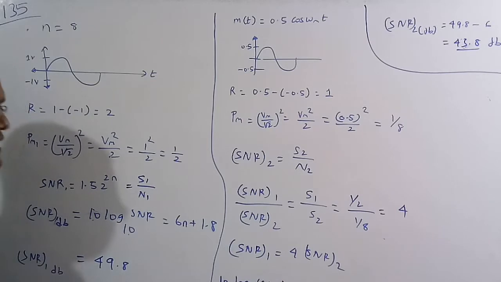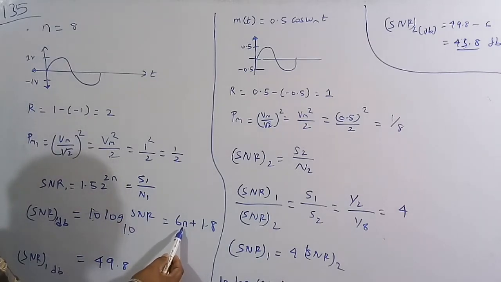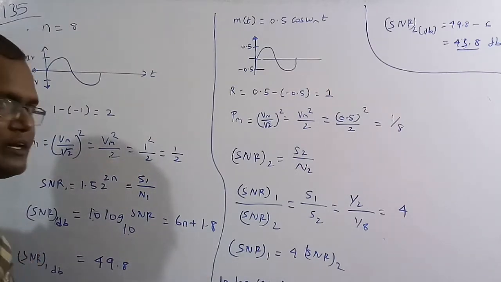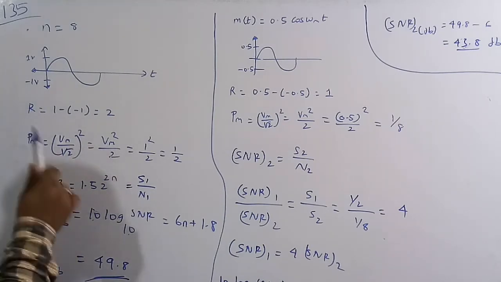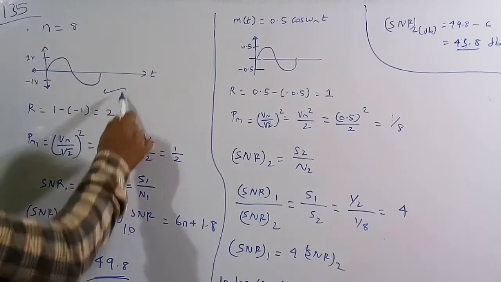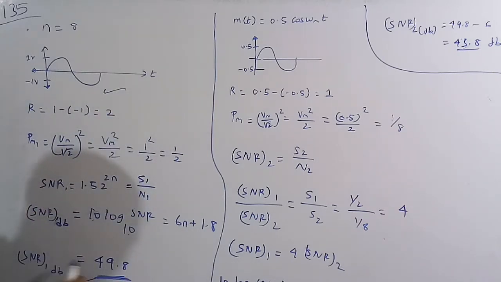Then finally we are going to get 6n plus 1.8. Here n is the number of bits per sample, which is 8 as given in the question. So 6 times 8 is 48 plus 1.8. Therefore finally we are going to get the signal power to quantization noise power in the first case for this signal, which is 49.8 dB.